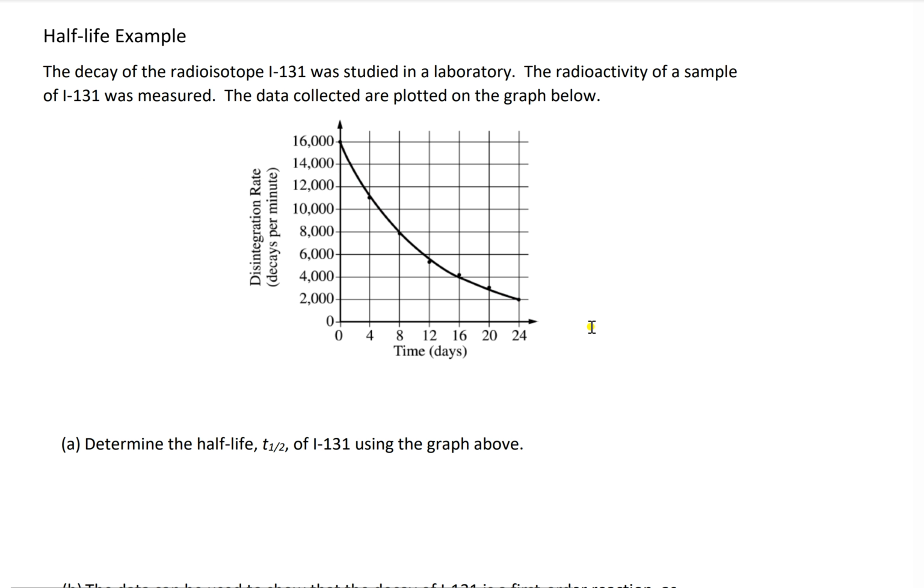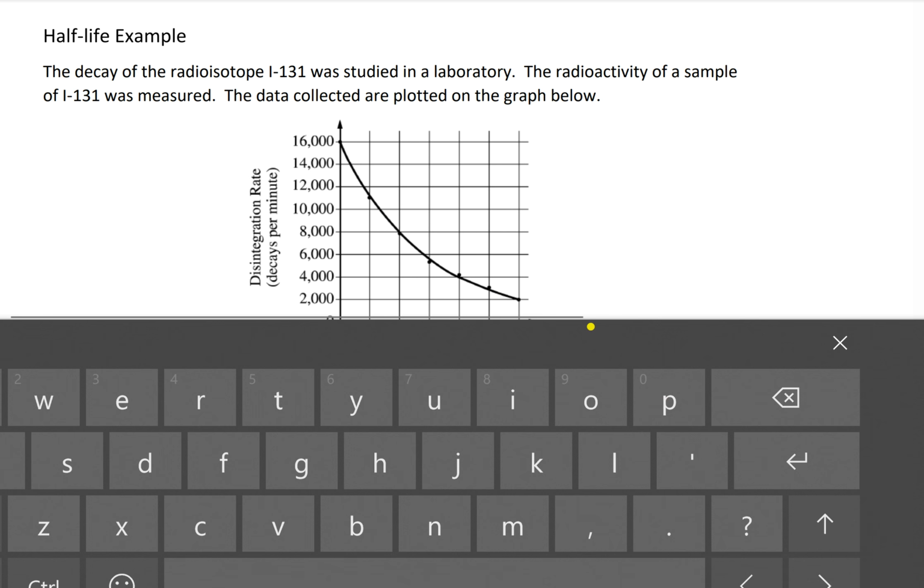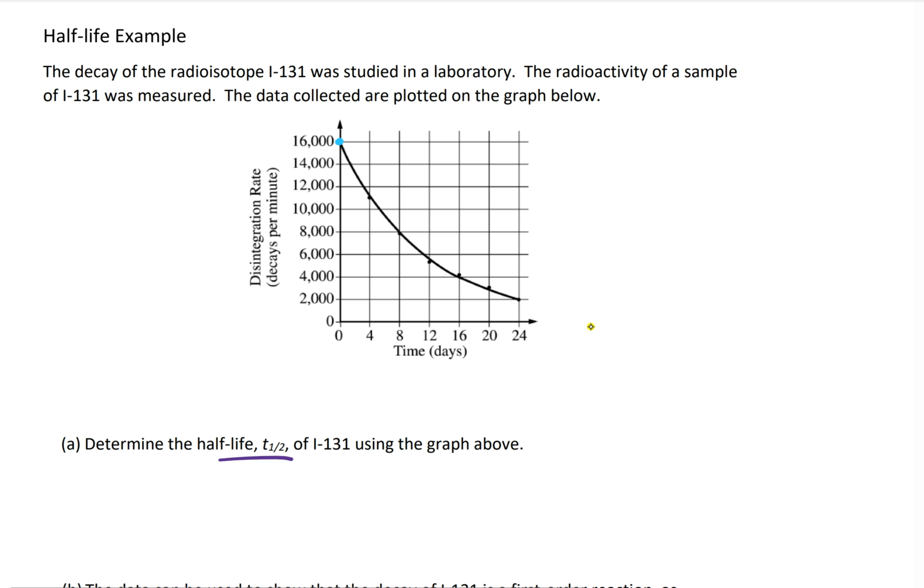So part A, determine the half-life, abbreviation T1/2, of iodine-131 using the graph above. So if we start off at 16,000, exactly 1/2 of 16,000 is going to be 8,000. So the amount of time it takes to go from 16 down to 8 is going to be the half-life. So from 0 days to 8 days, that's the half-life of this substance.